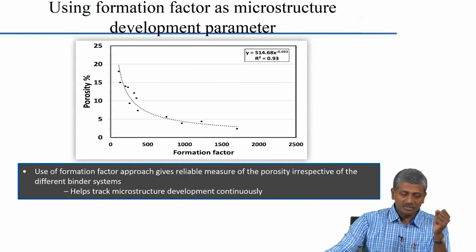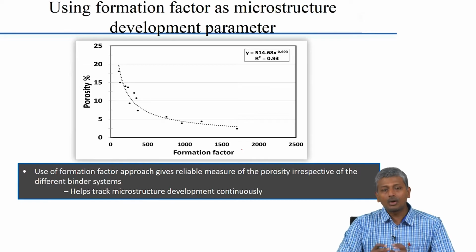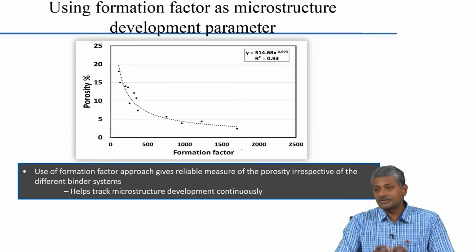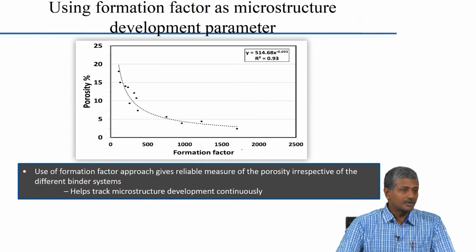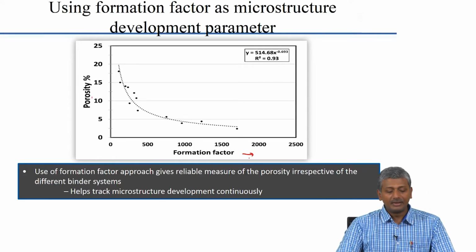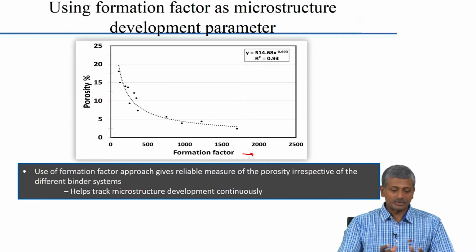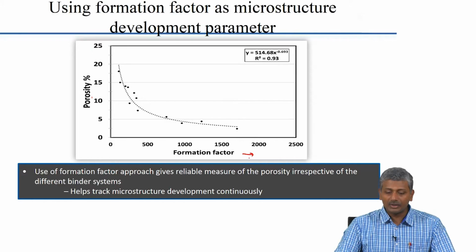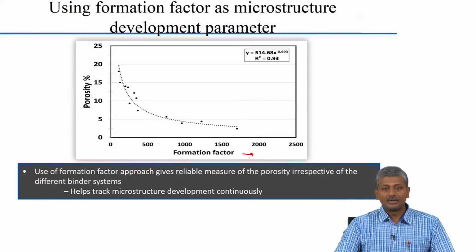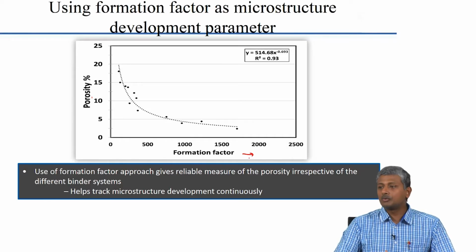But when you use formation factor, you get a much better relationship with respect to all concrete mixes, irrespective of the type of binder. Okay. So, you see here porosity is plotted as a function of the formation factor, and you see a much better correlation between the results. Of course, this is not a linear correlation, but still you have a very good quadratic or rather exponential fit in this case.